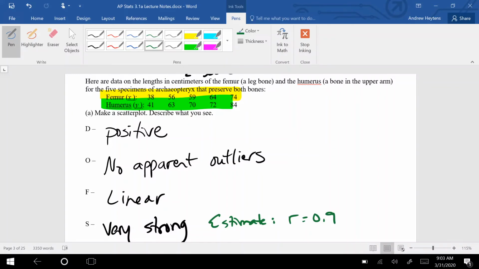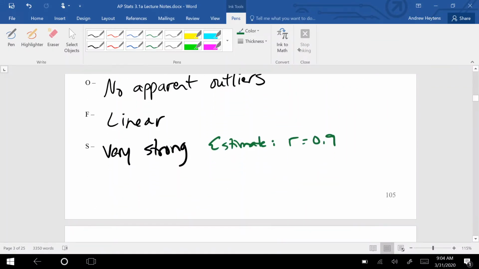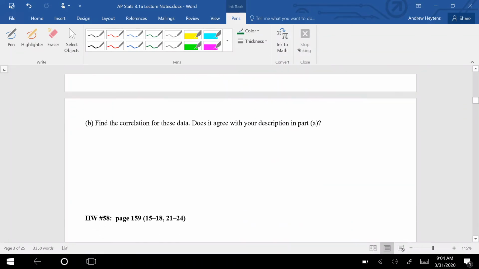If you guys had to do this, you would have to write out sentences and then add in the context, but I'm trying to get through this briefly for review here. But very strong estimate. My R value, remember, ties into strength and direction, but not form. Okay, now part B says, find the correlation for these data. Does it agree with your description in part A?